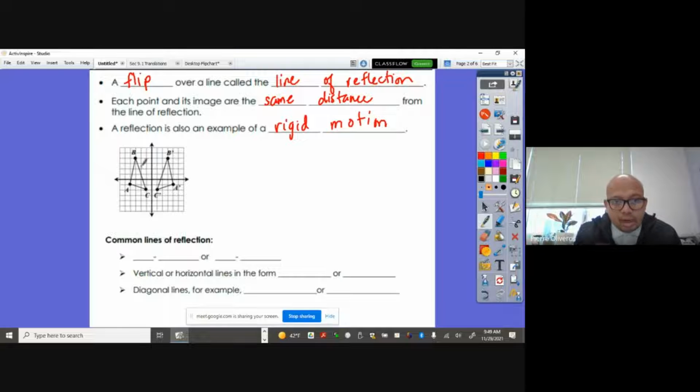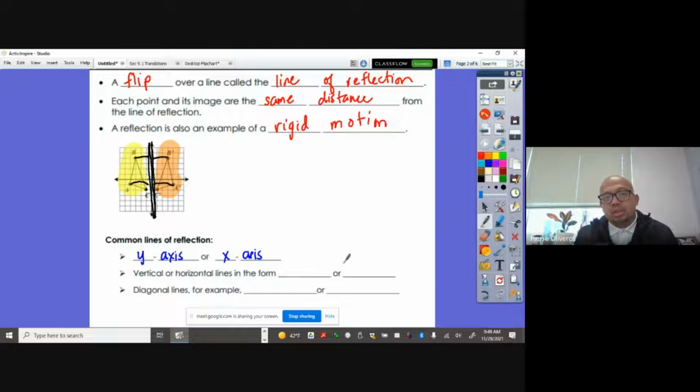Okay, so if the line of reflection is right here, this is the original one. The image will be this orange here. And that should have equal distance from B to the y-axis and B prime to the y-axis. Same thing with A to the line of reflection and A prime to the line of reflection. Okay. Common lines of reflection are the y-axis or x-axis.